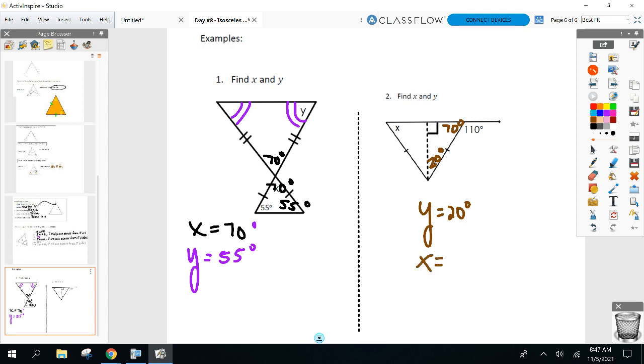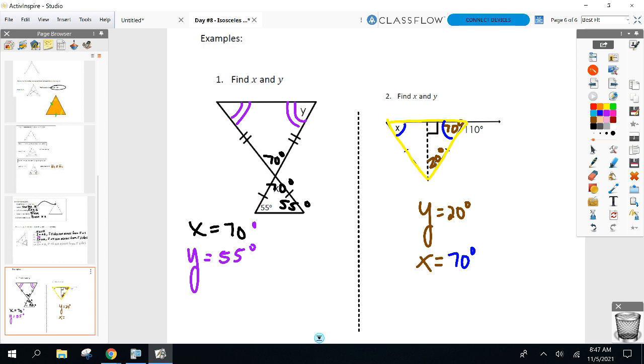We used the theorem today. What type of triangle is the big one here? That's what type of triangle? It's isosceles, right? The legs are congruent. It's got 2 sides. So if that's the case, the angles opposite have to be equal. And the angles opposite are 70 and X, so X also has to be 70 degrees.